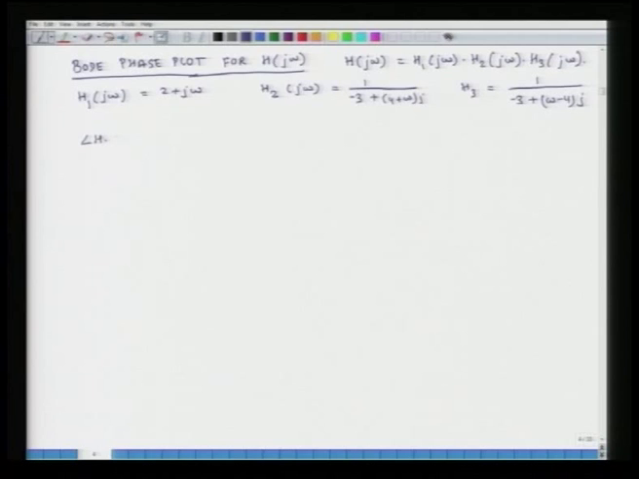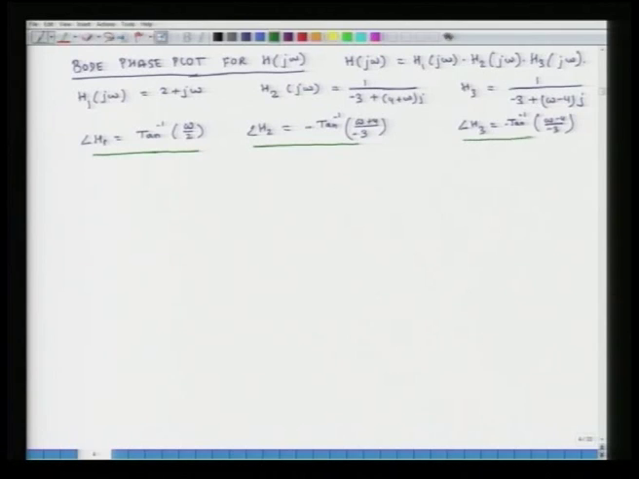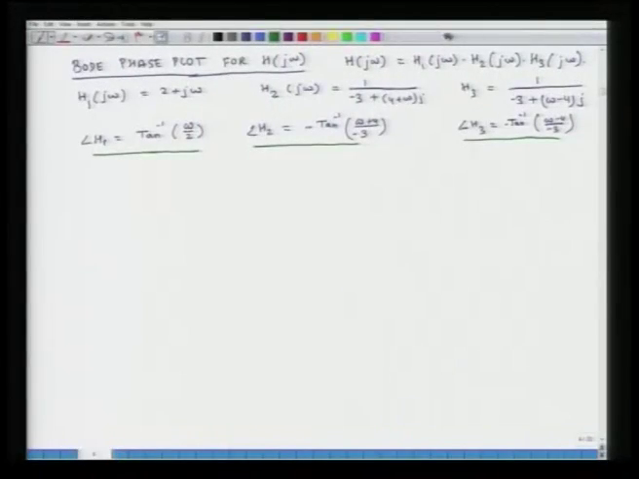For H1, phase will be tan inverse of omega over 2. For H2, the phase will be negative, because it is in the denominator, of tan inverse of omega plus 4 over 3. Actually, in the denominator I will have negative 3. And for H3, it will be negative of tan inverse omega minus 4 over minus 3. So, these are the three different relations for phase for each particular sub transfer function. Now, we will start constructing Bode phase plots for each of these transfer functions, and then finally, we will just add them up and we will get our final Bode phase plot.